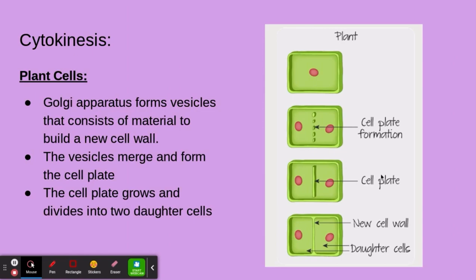In plant cells, the Golgi apparatus forms vesicles that consist of material to build a new cell wall. The vesicles then merge and form the cell plate, and then the cell plate grows and divides into 2 daughter cells.